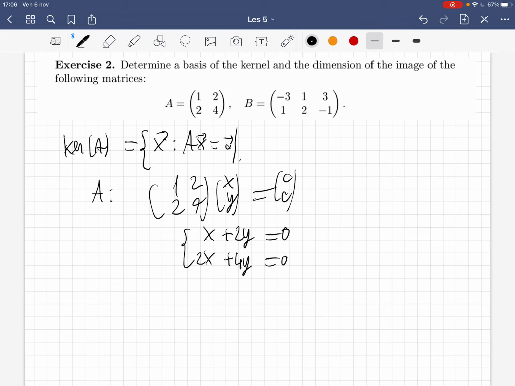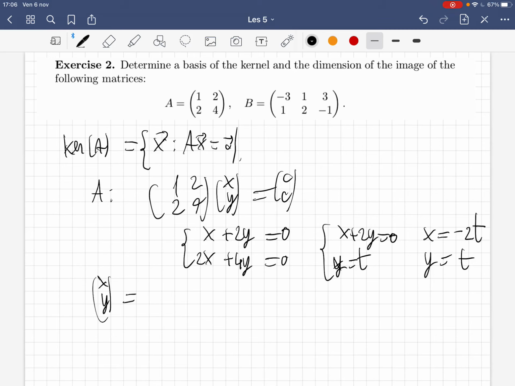You can just forget it. So the only thing that matters is this one. And so you can put, for example, y to be a parameter t, and then you find out that x is equal to minus 2t, and so the general solution is going to be this. So this is going to be t times (minus 2, 1). And so you see that a basis of the kernel is given by this vector. And you can check that it actually works.